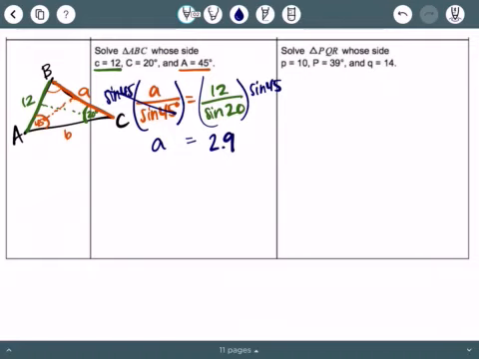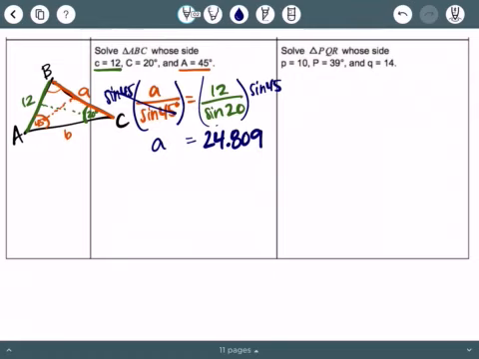Is that right? Let's see. Oh, 12 divided by sine 20 should be 35 times sine 45. Should be, there we go, 24.809. And that would be what my a is.